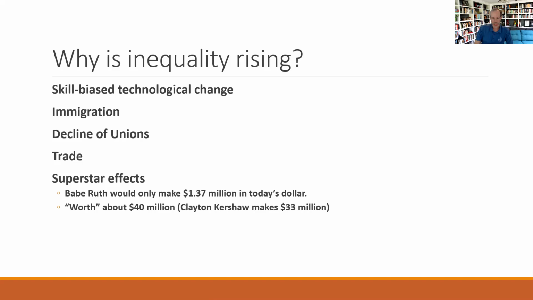Superstar effects. So people who are superstars, at the tops of their field, actually make way more money today than they used to. Someone did the calculations that Babe Ruth, who's known as one of the best baseball players ever, certainly of his time, would make like $1.37 million in today's money. If you follow any sports contracts, as the best player of his time, he's probably worth about $40 million a year.